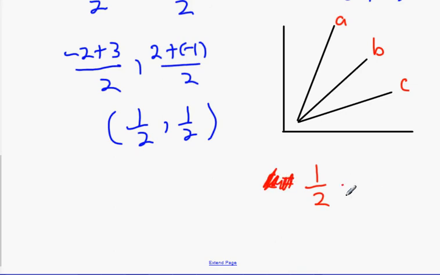One of the slopes is a half, one of the slopes is 3/4, and one of the slopes is, let's call it, 67 out of 68. Which one is a half? C. Which one's B? 3/4. And which one is A? The steeper the slope, are you listening? The steeper the slope, the higher it goes up.